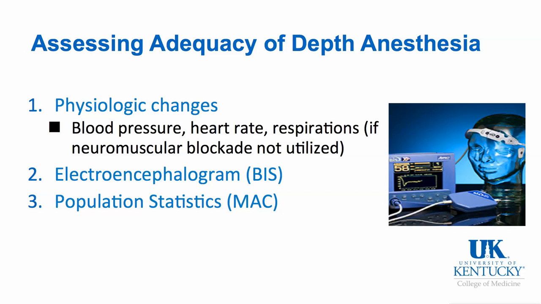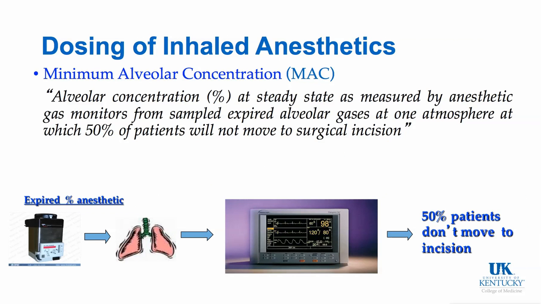The electroencephalogram pattern. There are processed EEGs, such as the bispectral index as well as others, that attempt to provide an EEG-based number to tell us how deeply anesthetized, or probably more appropriately, hypnotic or asleep a patient is. And then population statistics, which really is what MAC is. And so as we talk about MAC, think of it as population statistics. How much does it take in the general population to keep a patient from moving to incision?